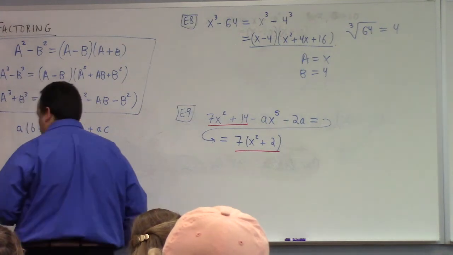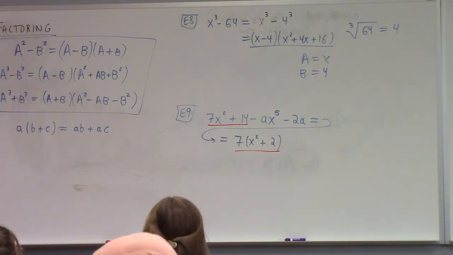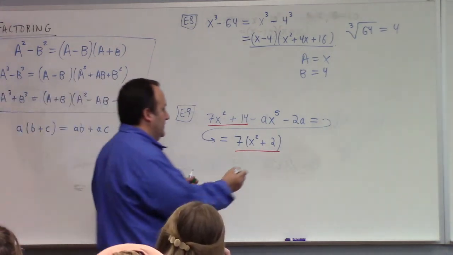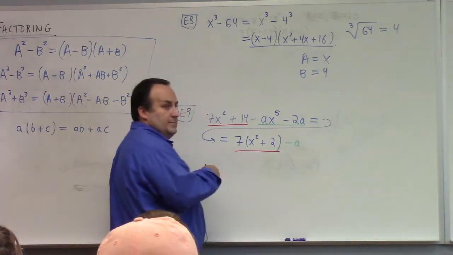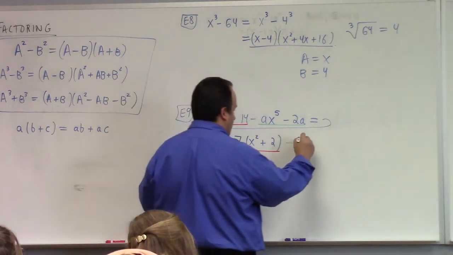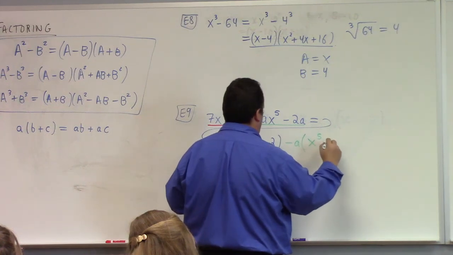And then look at the last two pieces. Well, they've both got an a on them. In fact, they've got a minus a. So why don't we pull a minus a out of that? And then what's left? x to the 5th plus 2.